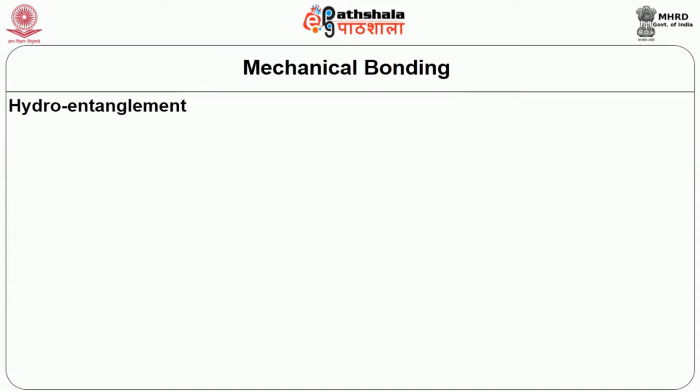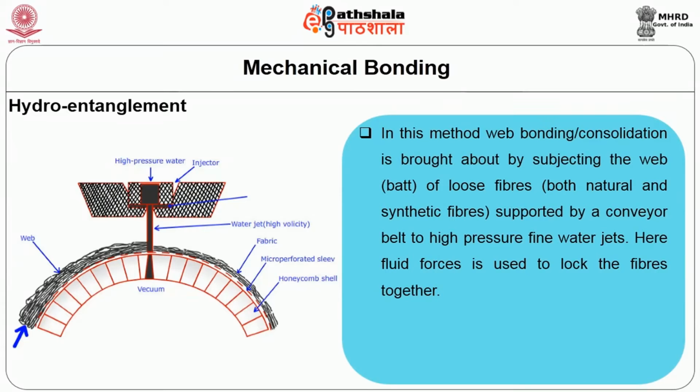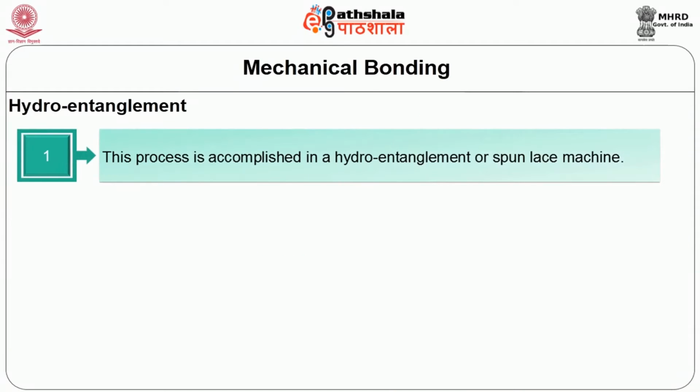The second mechanical technique which is being enormously used is hydro-entanglement. In this method, web bonding or consolidation is brought about by subjecting the web, that is a loose fibrous material, which could be both synthetic or natural, supported by a conveyor belt, to high pressure fine water jets. Here fluid forces are used to lock the fibers together. As the water jet strikes the web, the fibers get deflected and the agitation within the web brings about the fiber entanglement. This process is accomplished in a hydro-entanglement or spun-laced machine.